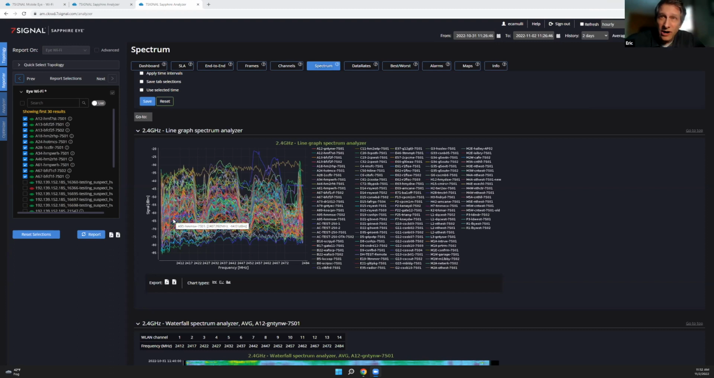What you're looking for on the line chart for Wi-Fi are these 3 humps, right? Here's channel 6: the rise of the energy, okay? And then the energy at the top and then the fall, okay? So the 3 humps for 1, 6, and 11.